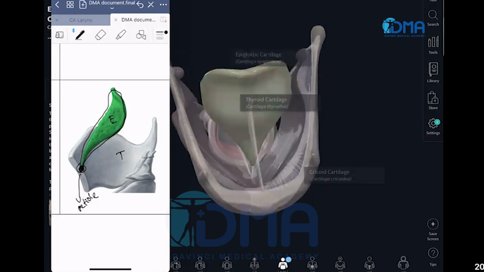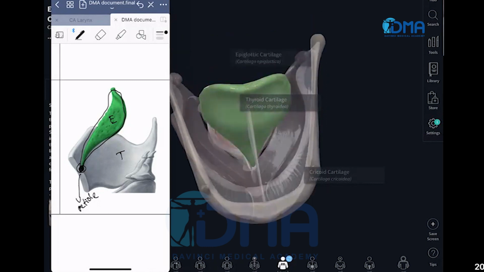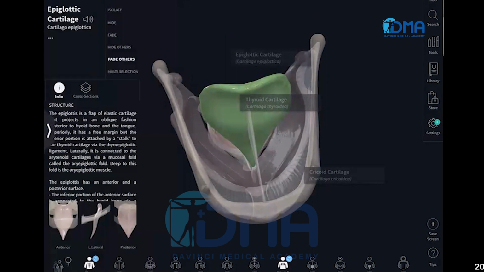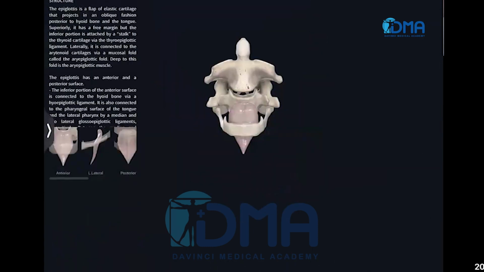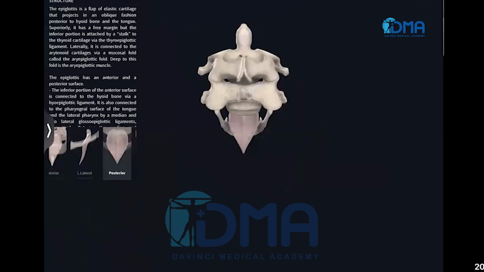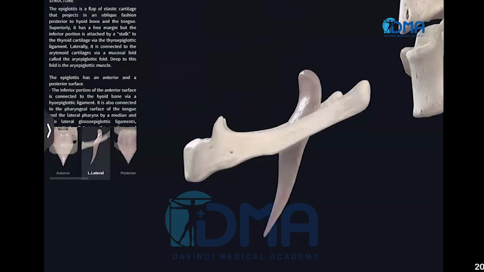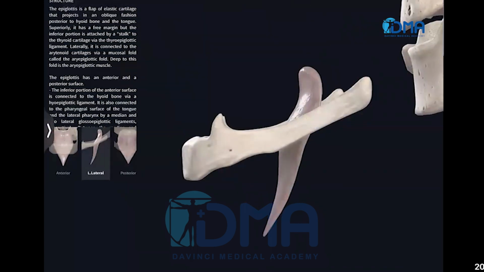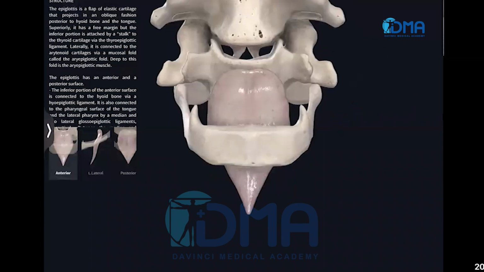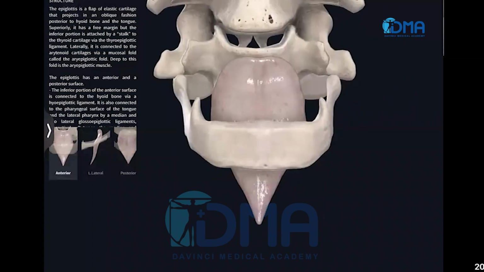Now you look at this three-dimensional anatomy. So this three-dimensional anatomy we are having. We isolate this. This is the posterior view. So can you look at this posterior view? This is the slender petiole of this epiglottis. Lateral view, we are having this slender petiole. It is a leaf-like shape. In the anterior view, it is just behind this, just behind this hyoid bone.